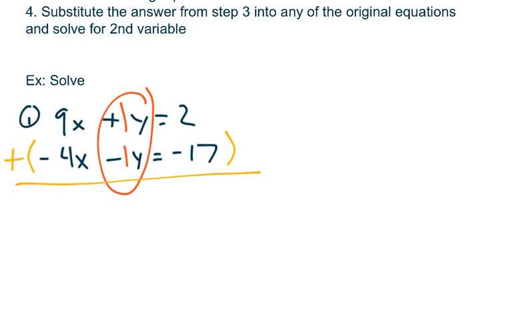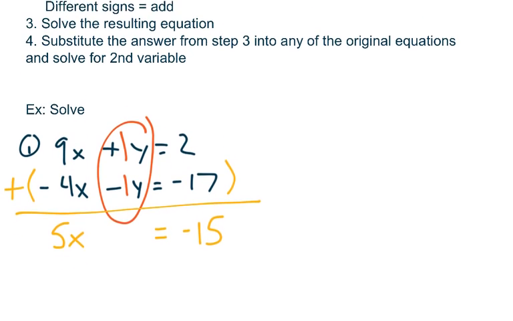So add straight down. 9x plus negative 4x leaves me with 5x. Positive y plus negative y. 1 plus negative 1 is 0y. It cancels out. It is eliminated. That's why it's called the elimination method. And 2 plus negative 17 is negative 15. Okay, there's step 2.